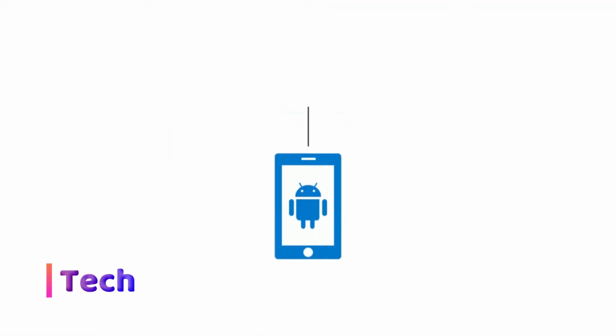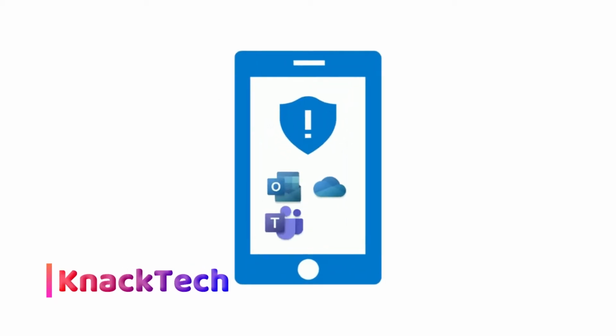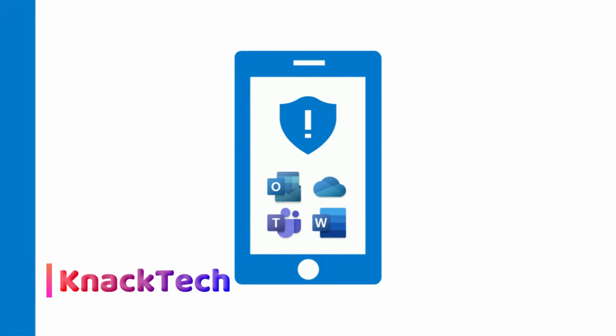If your Android device is managed by Microsoft 365 Business, you may be prompted to set up extra security the first time you install an Office app. Let's look at how it works.